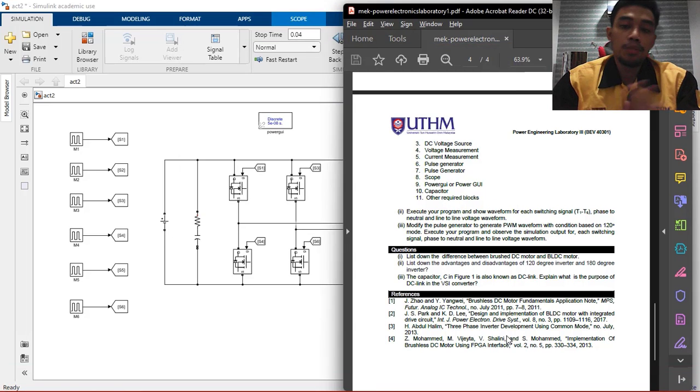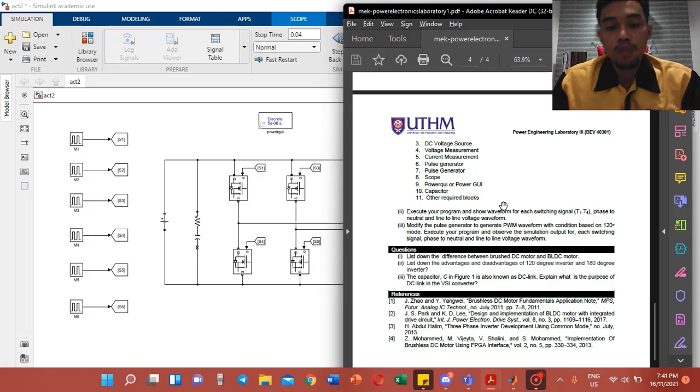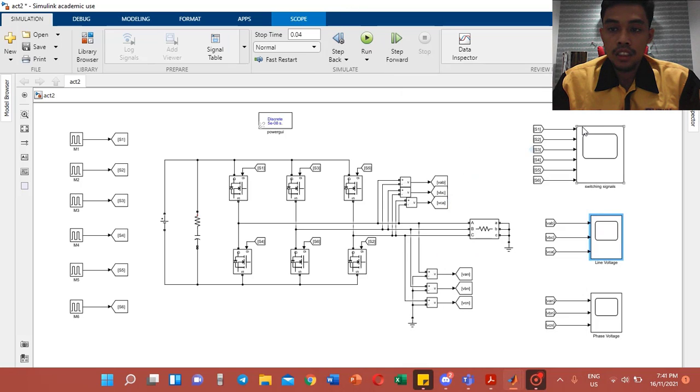As for today, I'm going to present lab activity number 2, which is we need to execute the circuit constructed in activity 1, the VSI voltage source inverter block model that we created in Simulink. Then we need to find the switching signal, phase to neutral, and line to line voltage waveform. So as we can see here, this is the block model of the voltage source inverter, and these are the 3 parameters that we need to measure: the switching signal, line voltage, and phase voltage.